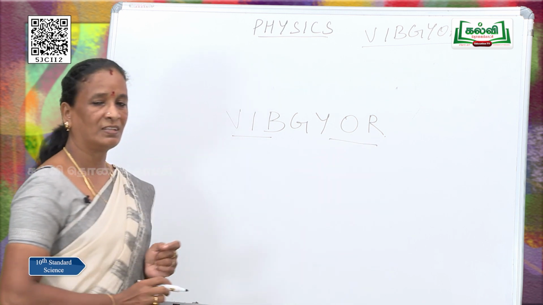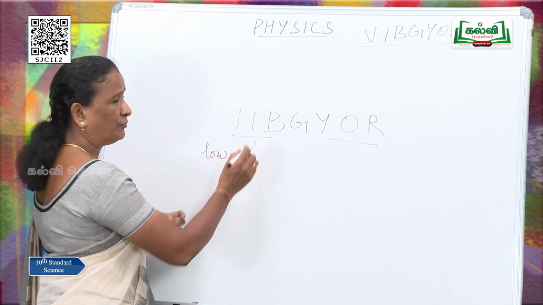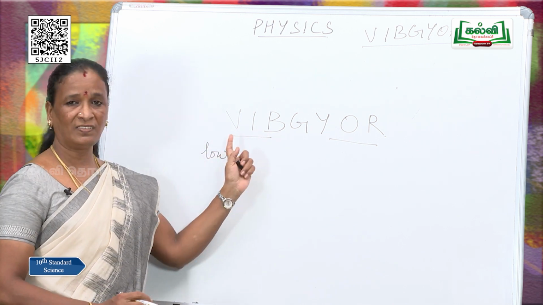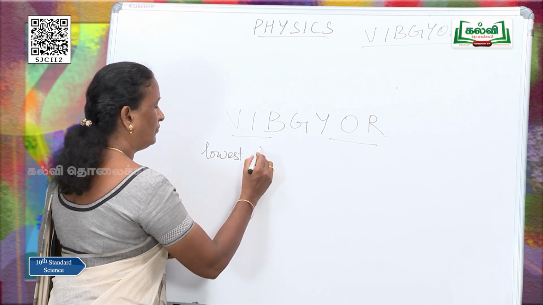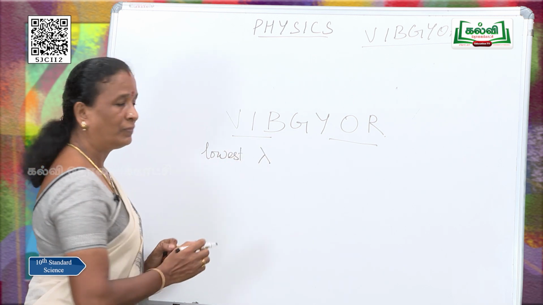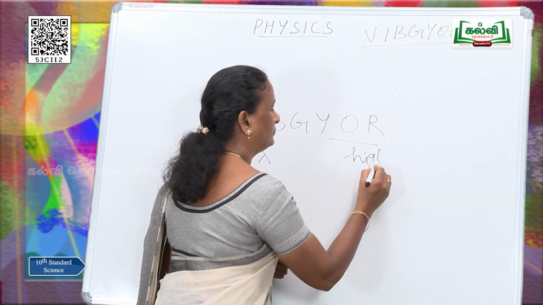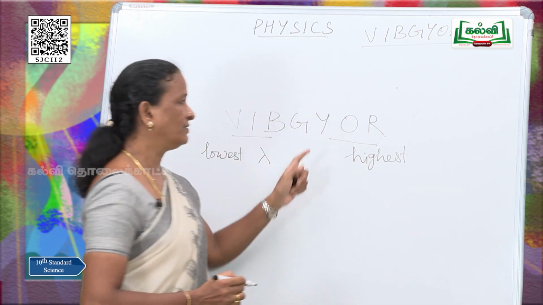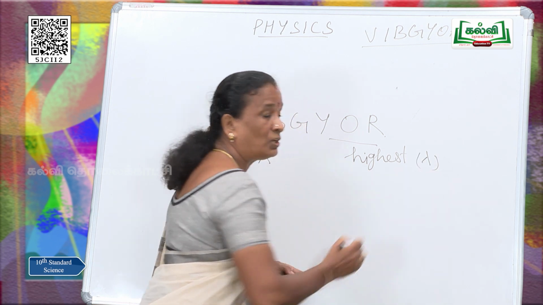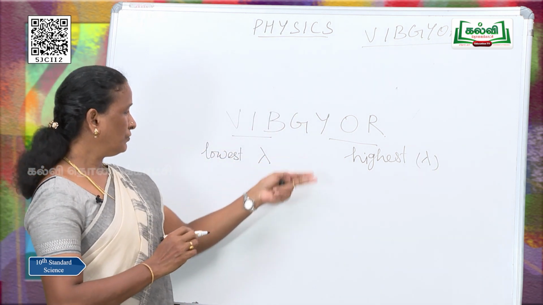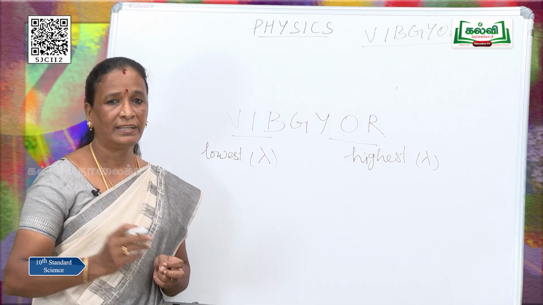Why am I marking these three colors? Violet, indigo and blue have the lowest wavelength. Wavelength is denoted by lambda. Yellow, orange and red have the highest wavelength. You must keep this in mind. If you keep this in your mind, it will be very easy to understand the next topic.